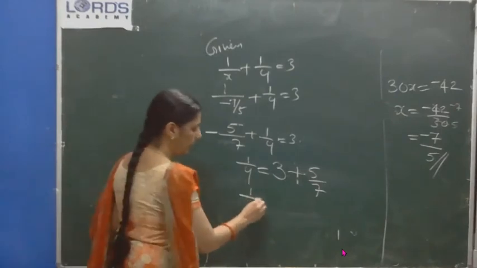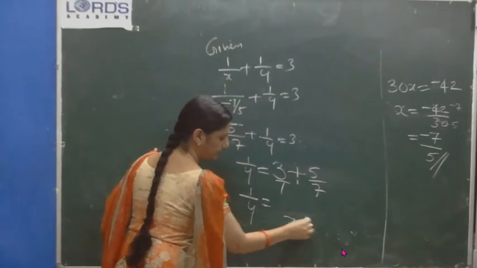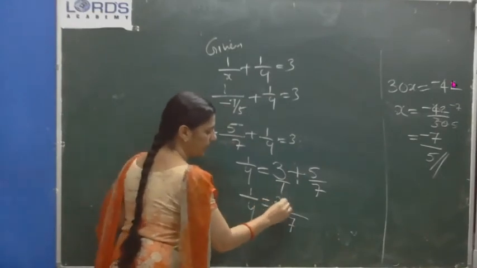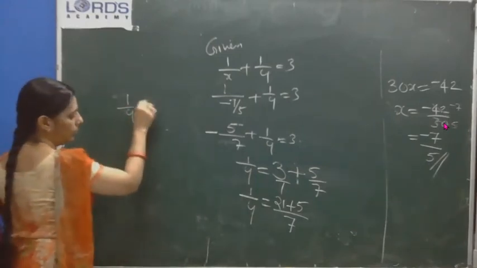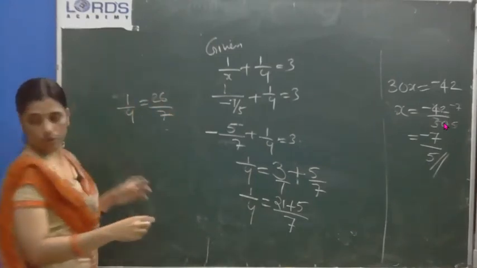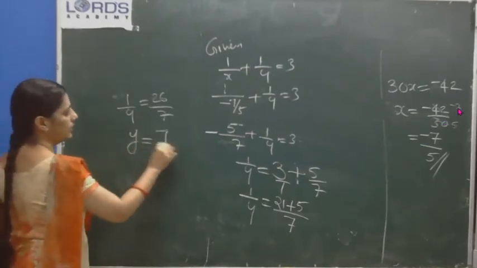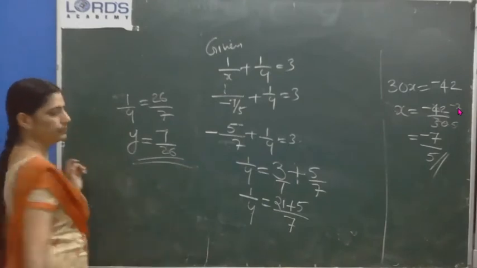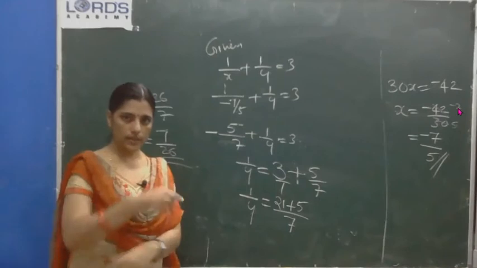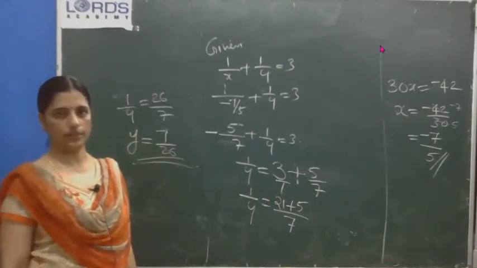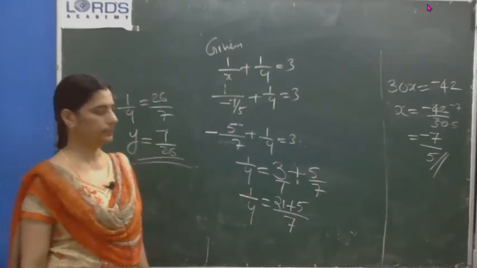Okay, now 1 by y equal to, take the LCM again. What is the LCM of 7? Here in 1, 21 plus 5. That is 1 by y equal to 26 by 7. So y equal to 7 by 26, correct. Y equal to its reciprocal. 1 by y equal to 26 by 7, so y equal to its reciprocal, 7 by 26. That means we are taking the reciprocals on both sides.